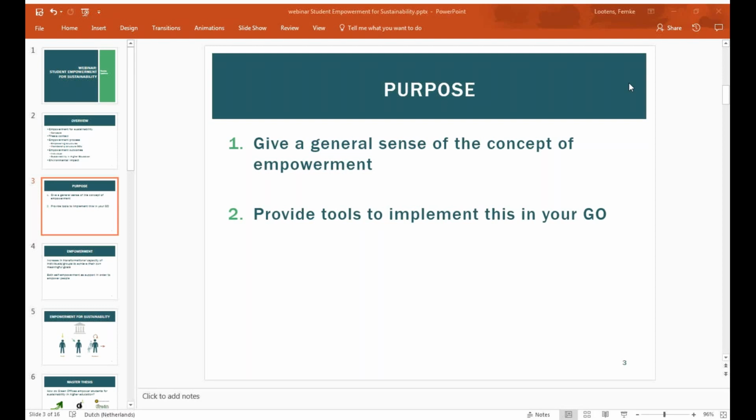So then, from the theoretical background to my thesis, the main question was, how do green offices empower students for sustainability in higher education?